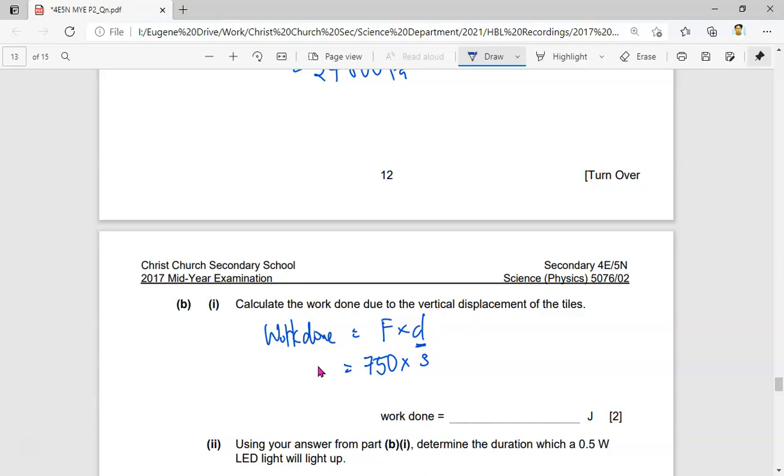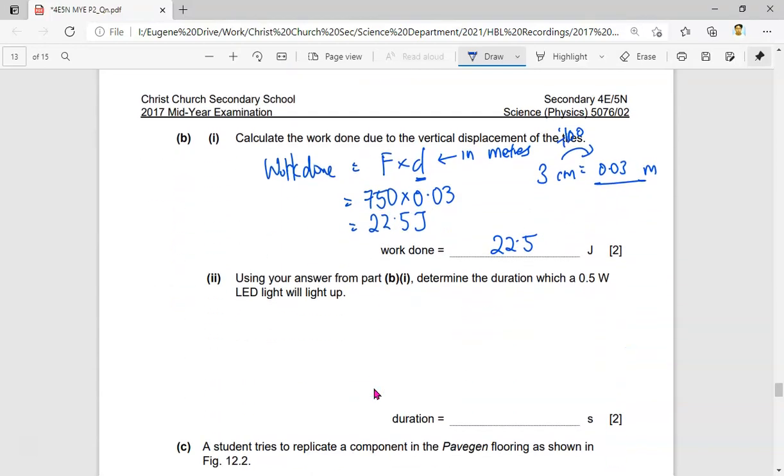But for work done, the force is in Newton, so the distance must be in meters. I cannot use 3. I need to convert 3 cm into meters. So 3 cm is how many meters? You divide by 100, and you get 0.03 meters. So I should take 750 multiplied by 0.03. So what am I going to get? I'm going to get the work done of 22.5 joules. Okay, so that's the work done.